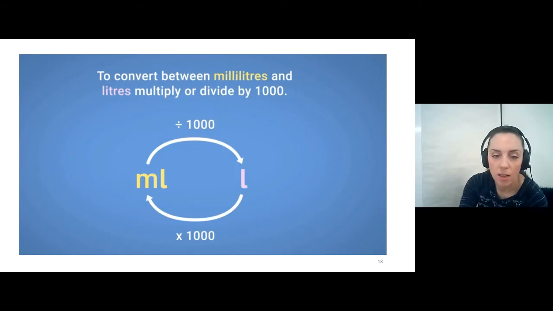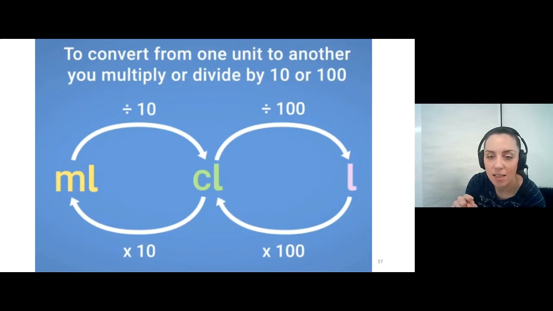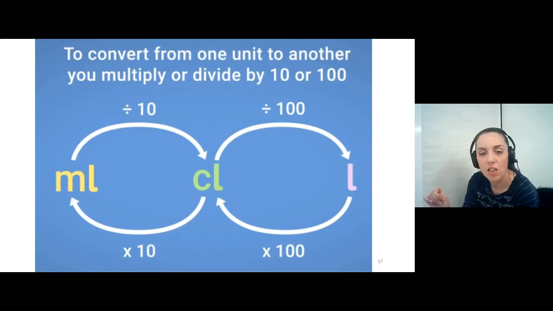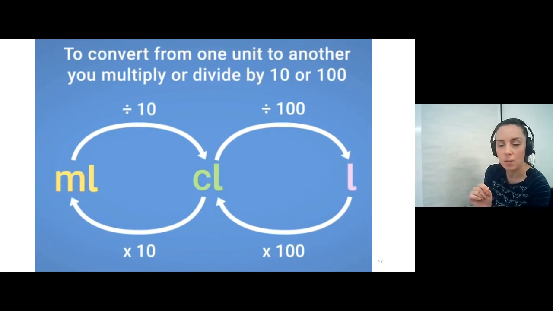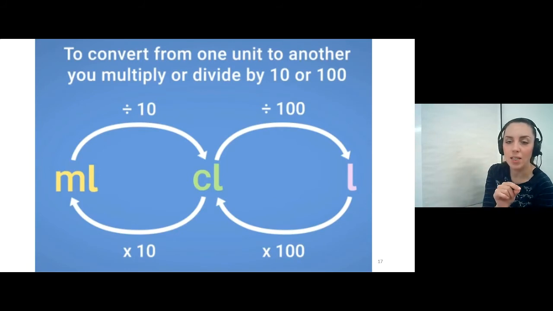So this one goes from milliliters to centiliters to litres, as you know. So a milliliter to a centiliter we divide by 10, centiliter to a litre you divide by 100, and vice versa. So litres to centiliters we times by 100, because there's 100 centiliters in a litre. Centiliters to milliliters we times by 10.